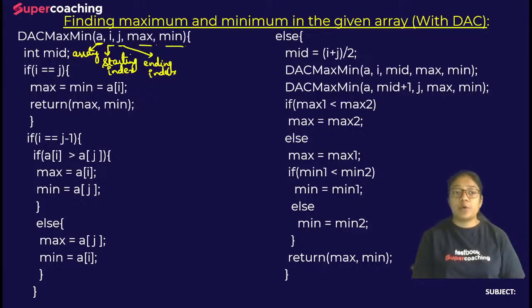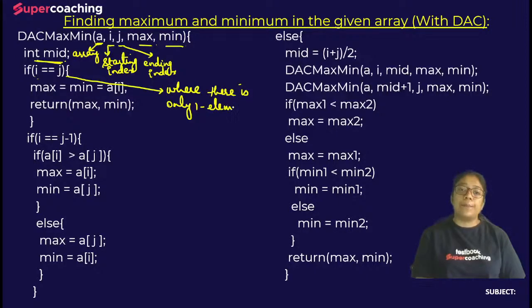Since we have to divide the problem into smaller parts, we are declaring one integer variable mid, but its need hasn't come yet. So in the first case we are saying if i is equal to j, that means this is the case when there is only one element in the array. If there is only one element, without any comparison we can say that maximum and minimum element will be the same, pointing to that particular element, and we can return the maximum or the minimum element.